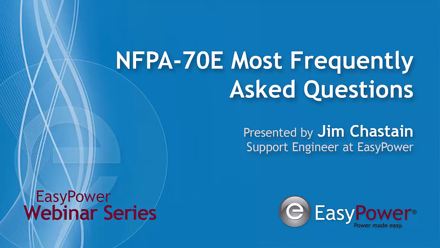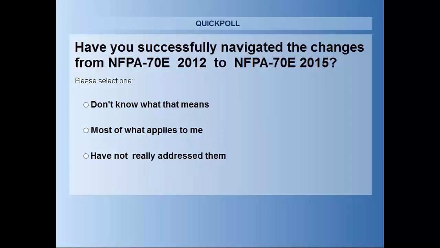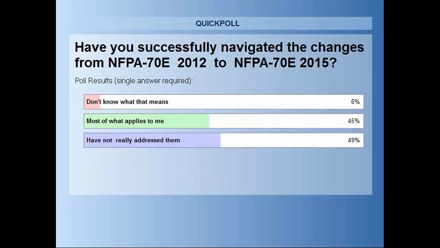The first question, if you would please help us with some feedback, relates to those of you that have had to navigate the update from NFPA 70E 2012 version to the 2015 version. If you could give us some feedback on where you stand in regard to that, it may help some of the direction we take the discussion. Again, I appreciate your feedback. Let me share with you what we're seeing. There are fairly well-divided categories here.